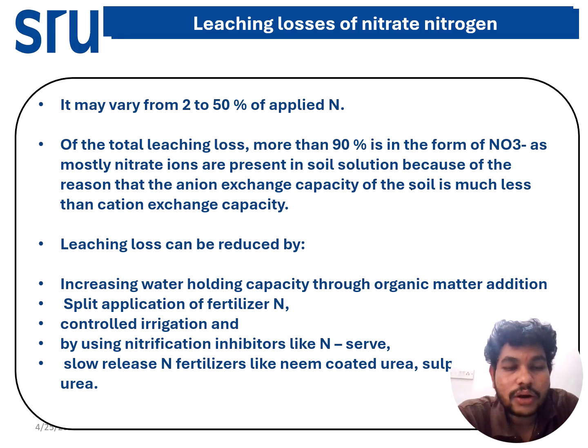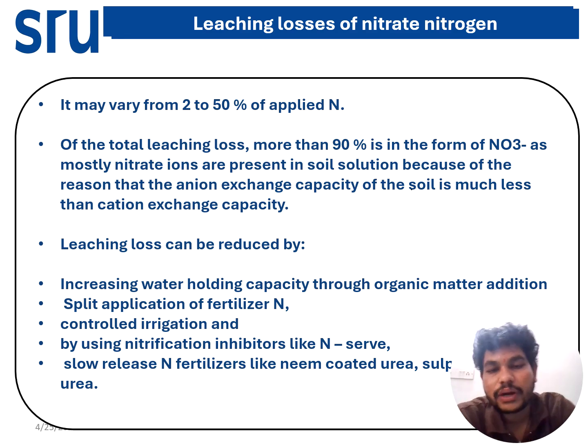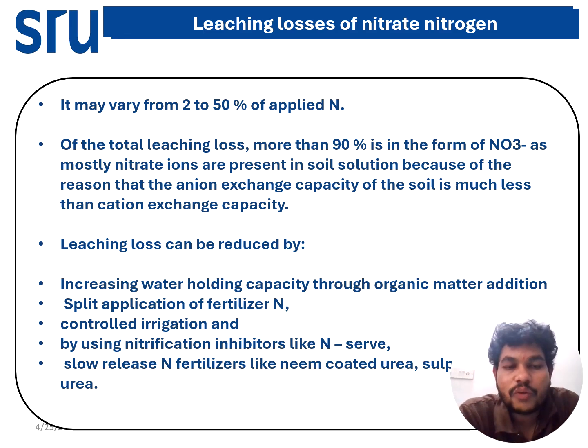Then we have to go for controlled irrigation, because water is the main source for leaching. If you go for flooded irrigation, more nitrogen losses will occur through leaching. So it is better to try drip irrigation and sprinkler irrigation, or control the flow of the irrigation.